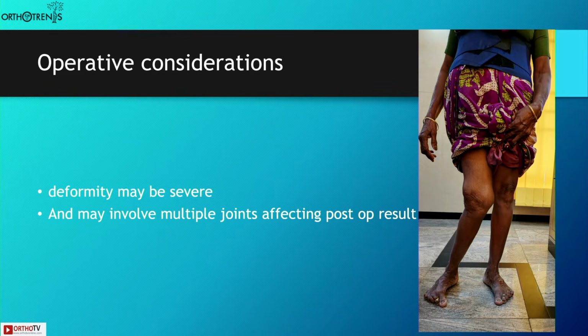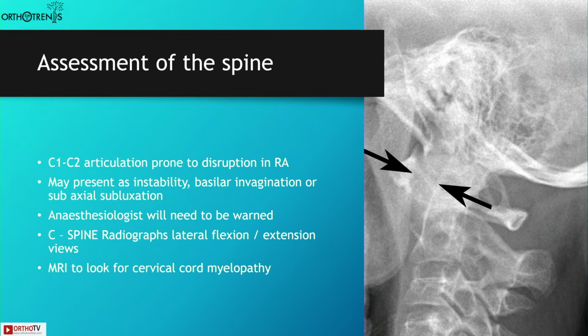So some of these patients may have rather severe deformities which are not commonly seen in osteoarthritis, and some bizarre deformities involving multiple joints as well. We also need to worry about the spine, especially because some of these patients are prone to have lax spines, especially the C1, C2 articulation, which is prone to disruption in rheumatoid arthritis. It may present as instability, basilar invagination, or a subaxial subluxation.